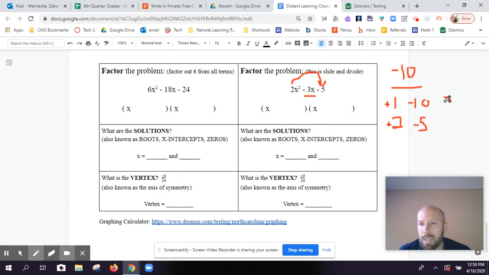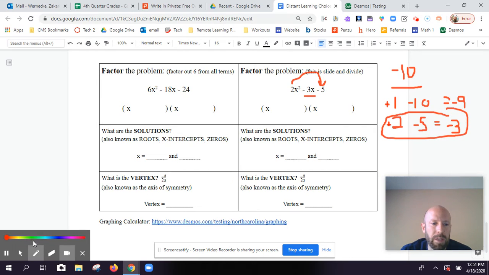Well, 1 minus 10 is going to give us negative 9, so that's not the number we need. If you have $2 and then you owe someone $5, you can't give them everything you need, so you're still going to be able to give them 2, but then you're still going to owe them 3. So this is the winning combination that we need. So we're going to plug those numbers in.